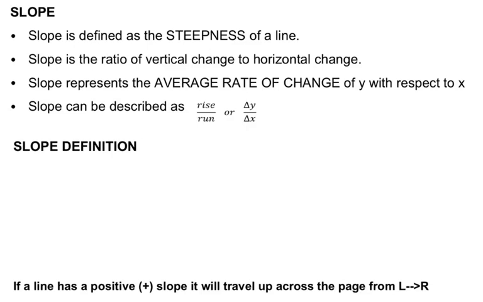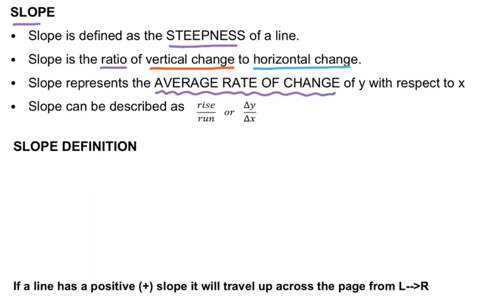Now we're going to talk a bit about slope. Slope is the steepness of a line. Slope is a ratio. It's the ratio of vertical change to horizontal change. Another phrase that we use that could represent slope is average rate of change. Slope is average rate of change.